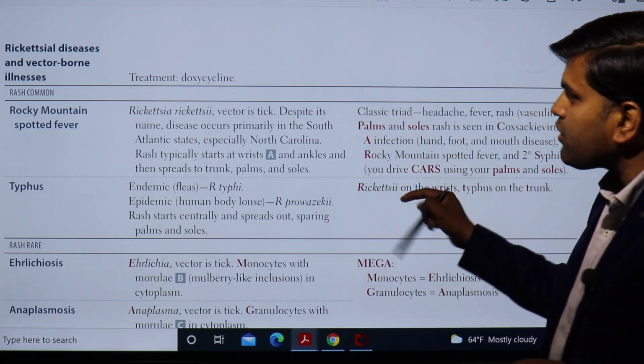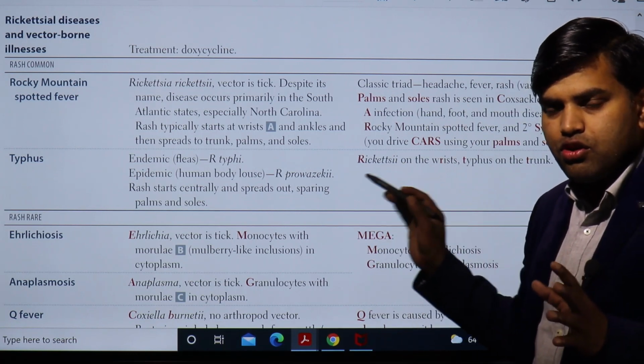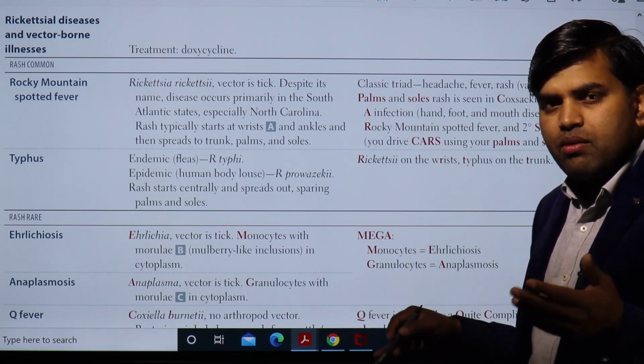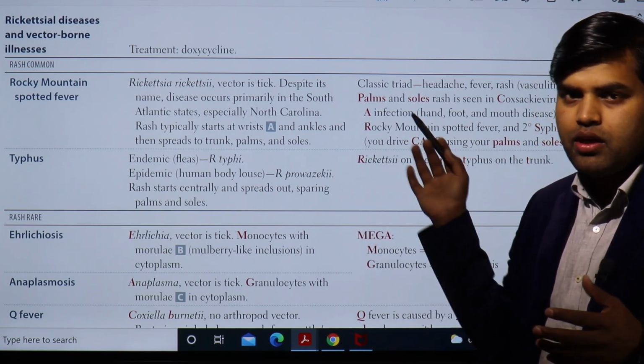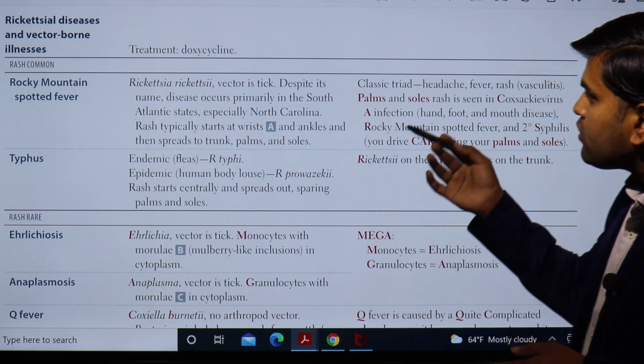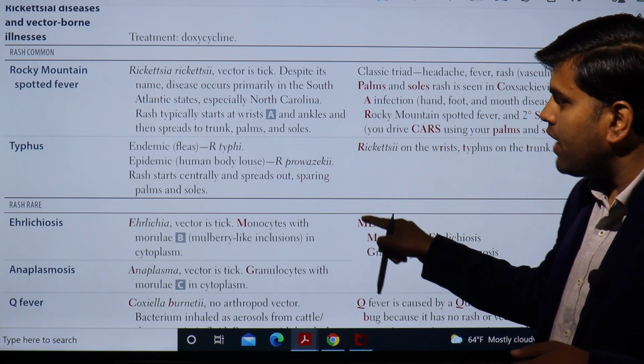The treatment for Rickettsial and vector-borne diseases is doxycycline. You give doxycycline, the drug of choice for all Rickettsial disease. We have an alternative like chloramphenicol, but we need to be careful with both of these drugs during pregnancy. The diseases that commonly have rash are Rocky Mountain spotted fever and the typhus group.